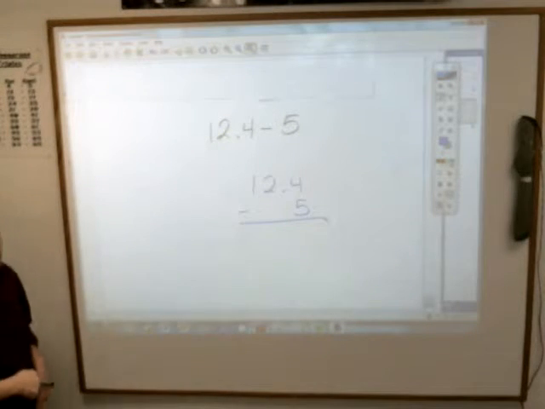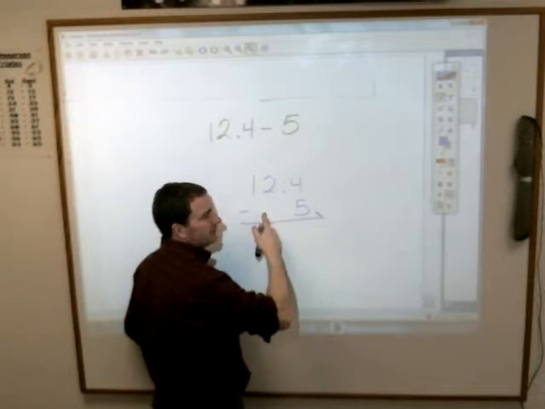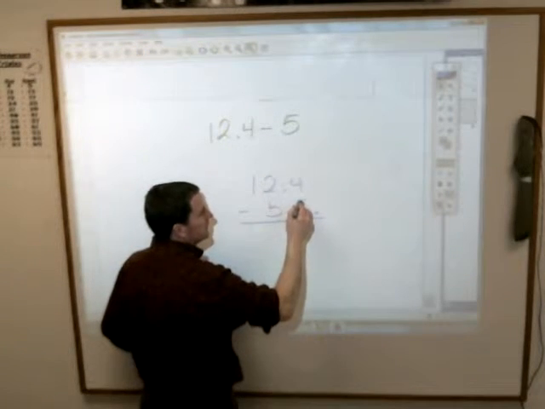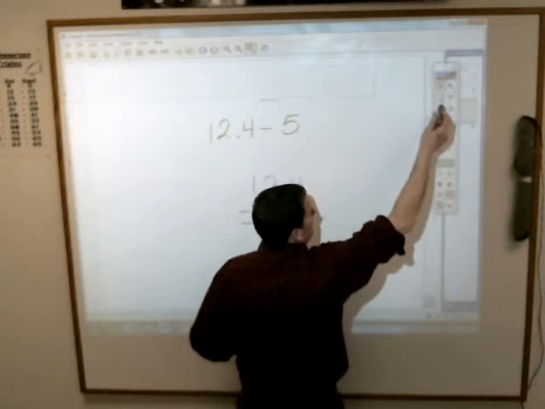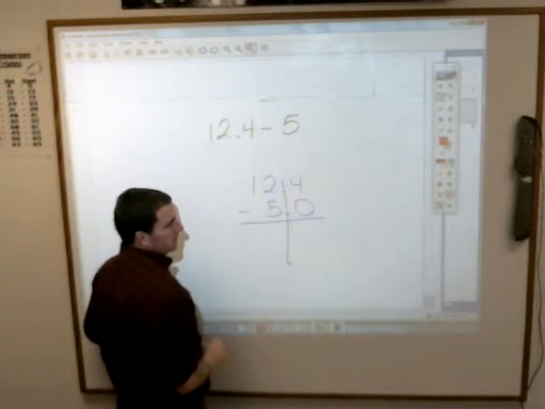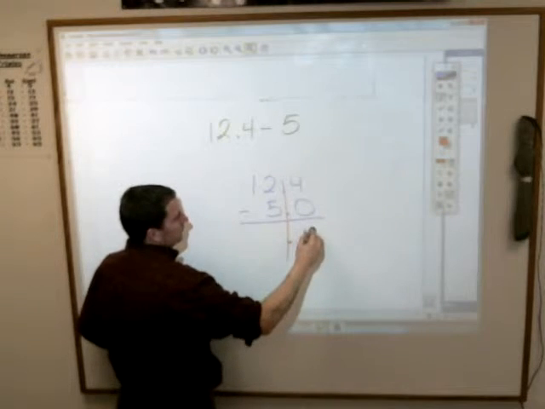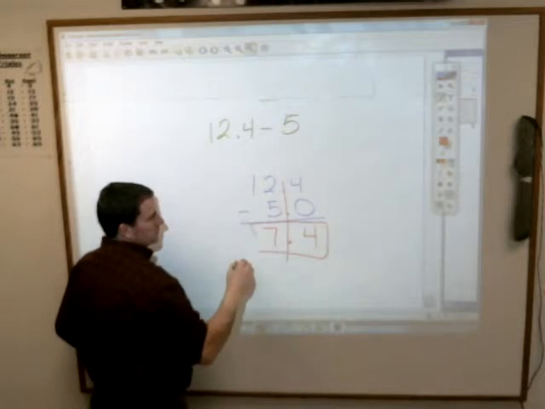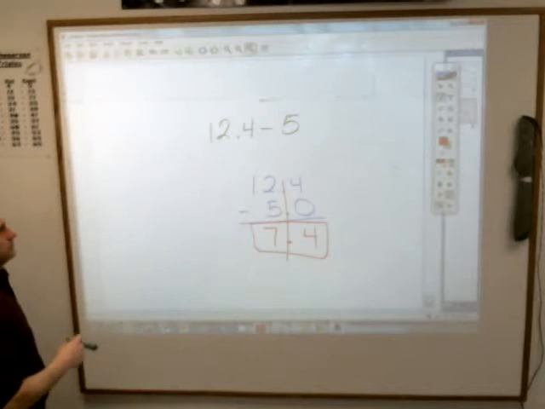Why? Because the decimal that you can't see in 5 goes right here, and our rule is we have to line up the decimals. So this actually needs to be slid over here, and the decimal needs to go here, so they line up. And then again, like Nick said, you can put your zero there. Now when you subtract, 0 from 4 is 4, and 5 from 12 is 7. The answer is 7.4. You'd get a way wrong answer if you left that 5 over there.